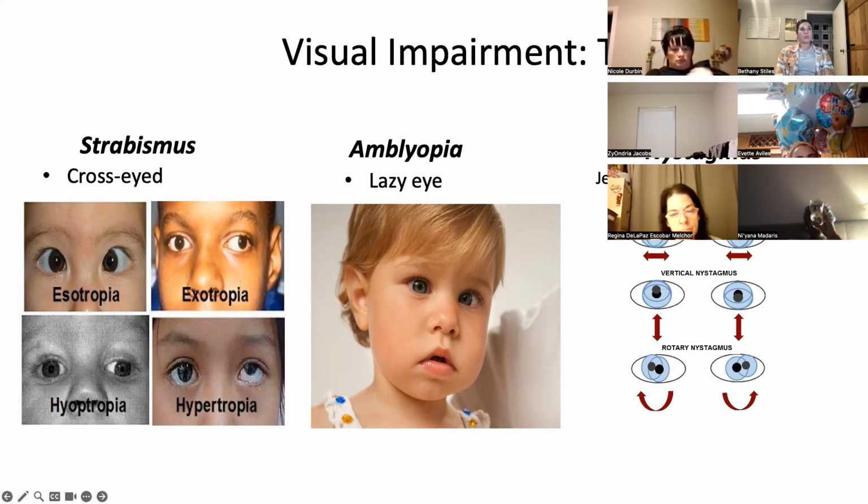Then we have amblyopia, which is lazy eye. And then nystagmus are the jerking movements in the eye. So if you sit and look at somebody and you see their eye just sit there and wiggle, that's nystagmus. It can be horizontal, vertical, or it can be in a circular motion.